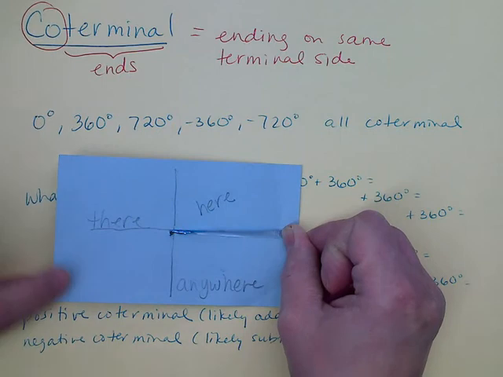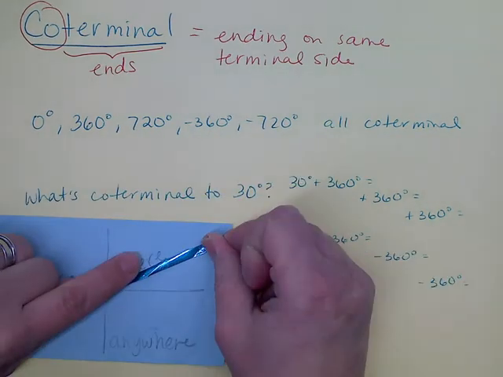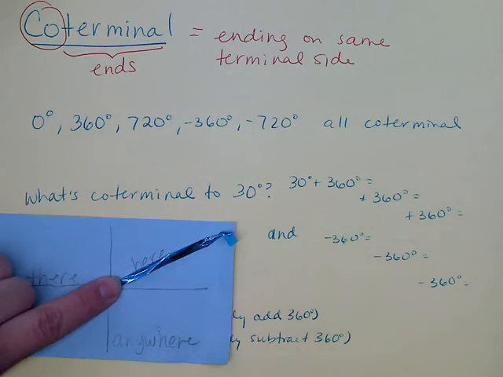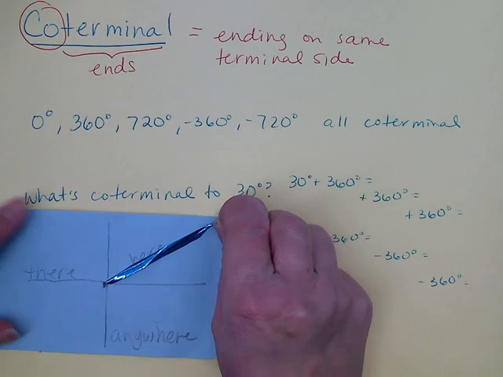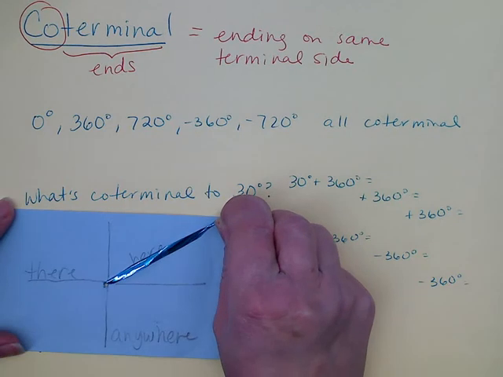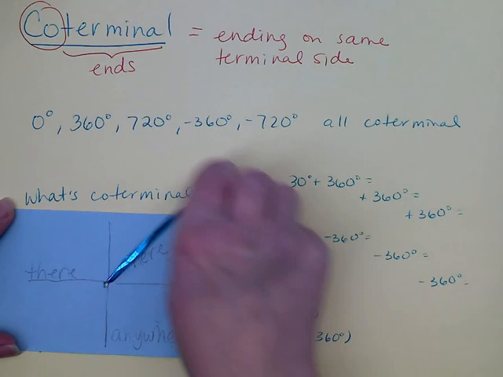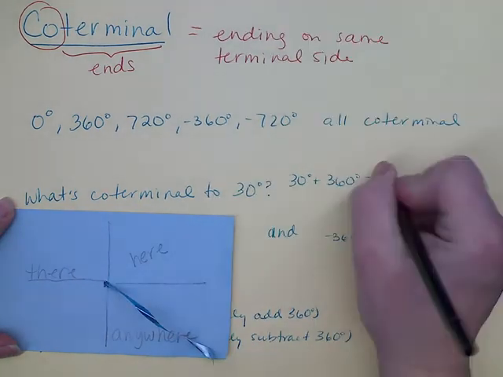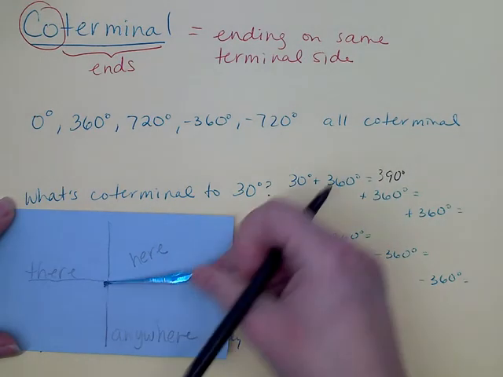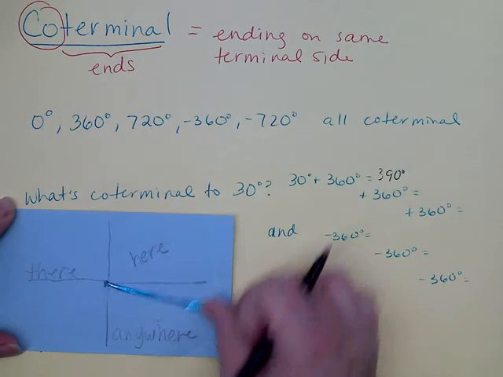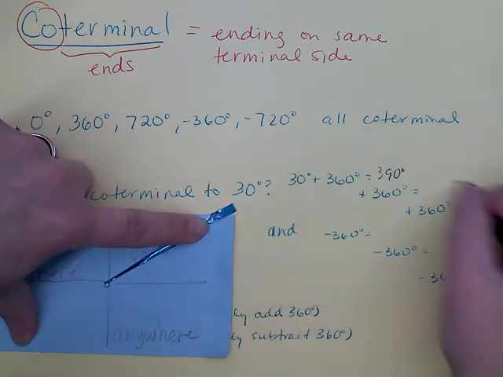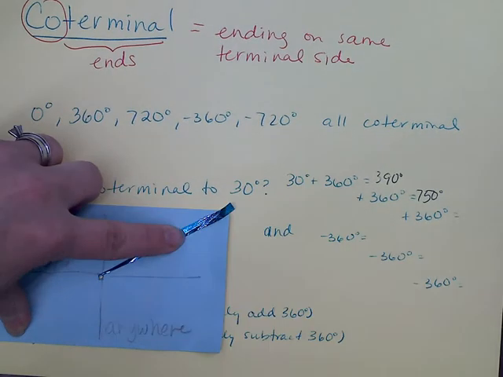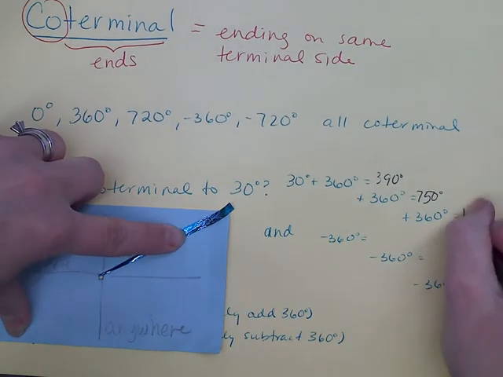So if I look at here, let's say here is 30 degrees. And if we wanted to find what's coterminal to that, we would just keep adding 360 degrees or subtracting 360 degrees to get additional coterminal angles. So if I add 360, I add a full spin, that gets me to 390. And again, it would end in the same spot. And then I add another 360 again, and that would end at 750 degrees. And then I add another full spin, and that's going to end up at 1,110 degrees.